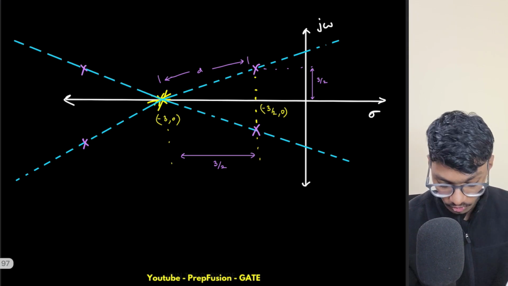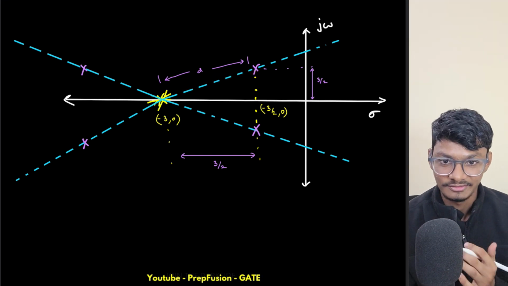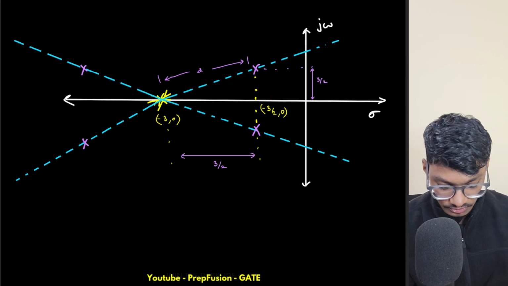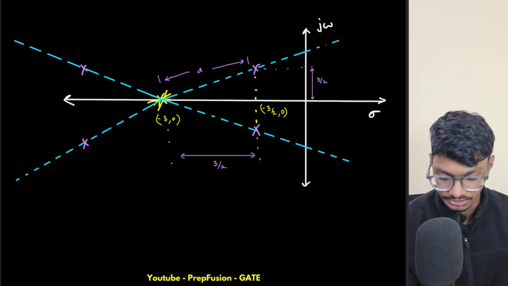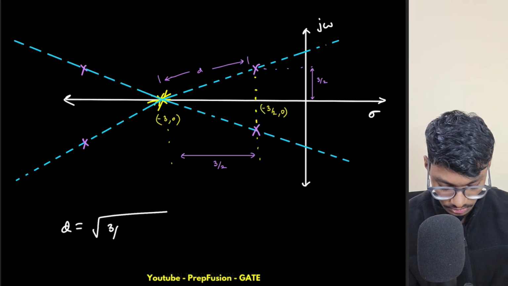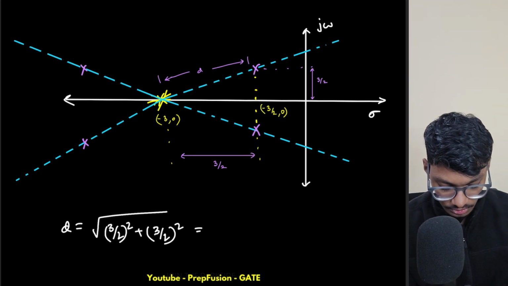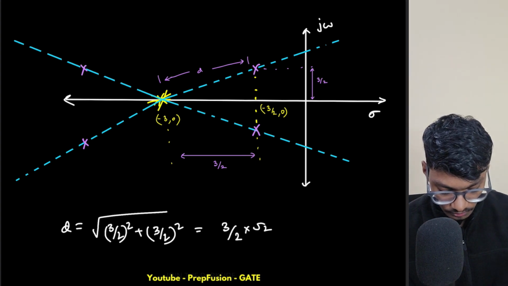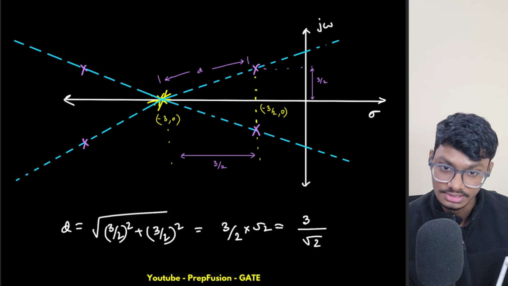Now I have already drawn this root locus. We have to find this distance d. What will this distance d be? Simple class 8 standard formula. Here we have the base and here we have the height, and we have to find the hypotenuse. So base is 3 by 2, because this is 3 by 2 and this whole length is 3. So 3 minus 3 by 2 is 3 by 2, and this height is 3 by 2 itself. So we take the square root of 3 by 2 squared plus 3 by 2 squared, which is 3 by 2 into root 2. So this becomes 3 by root 2. So my distance is 3 by root 2.